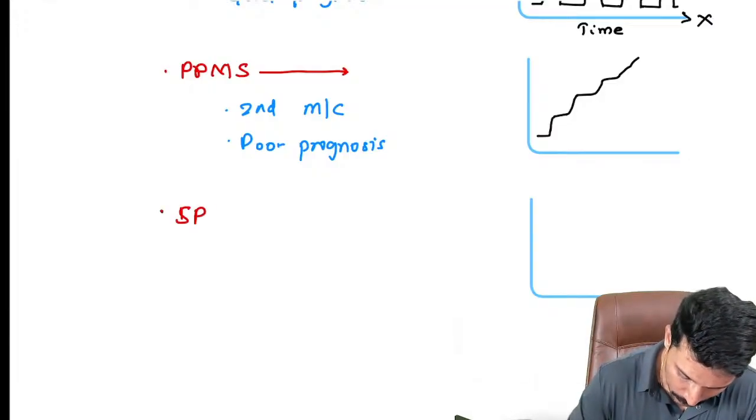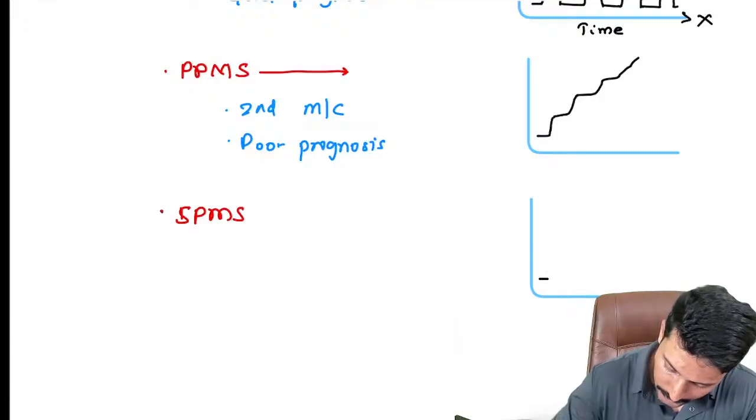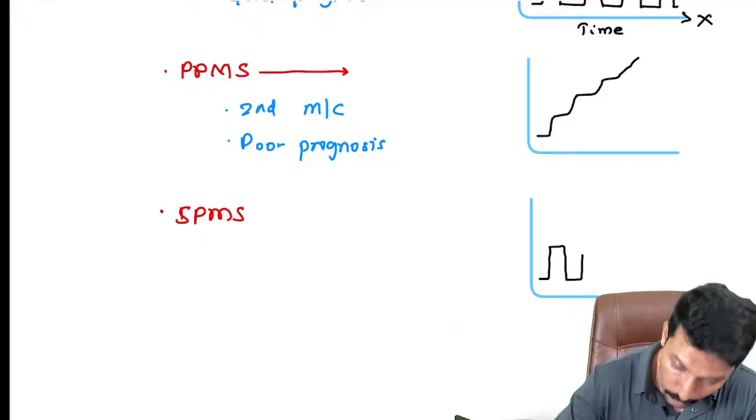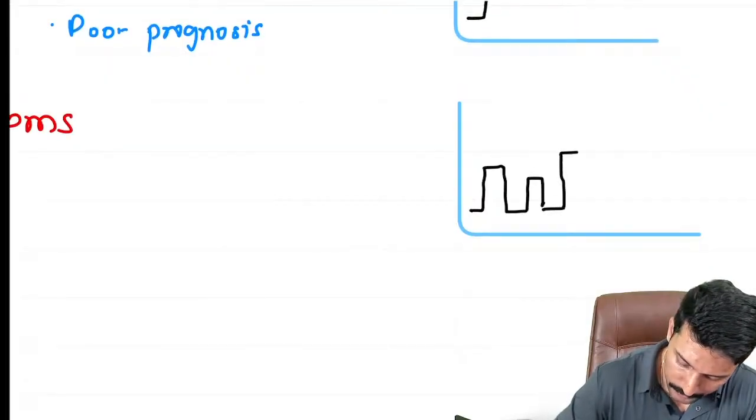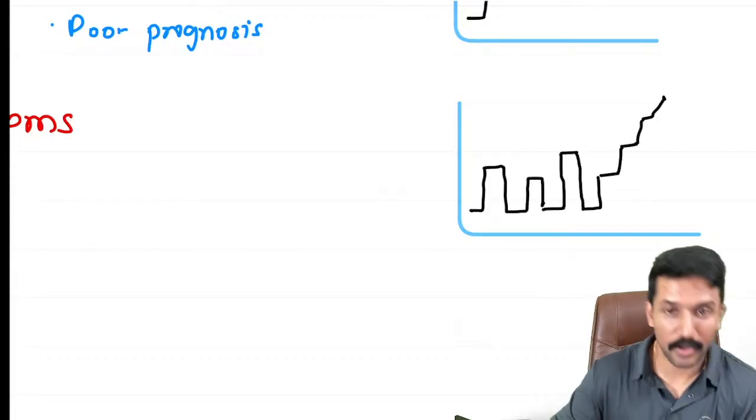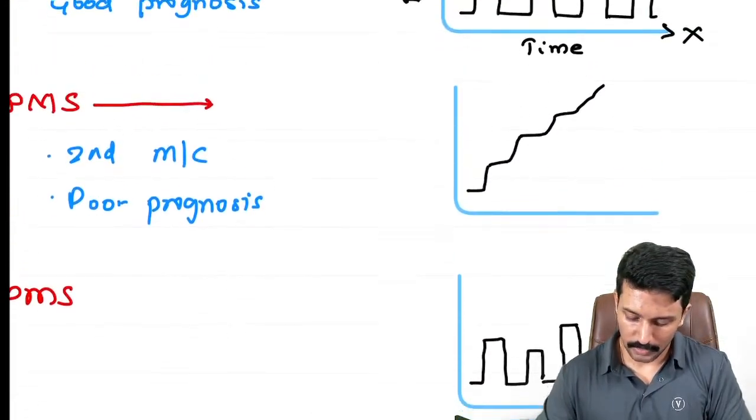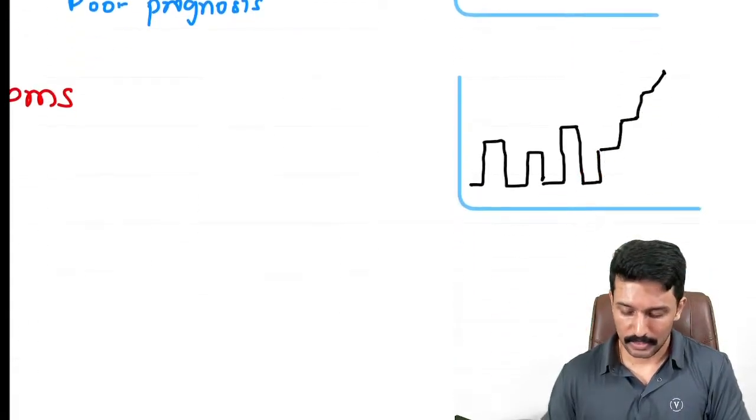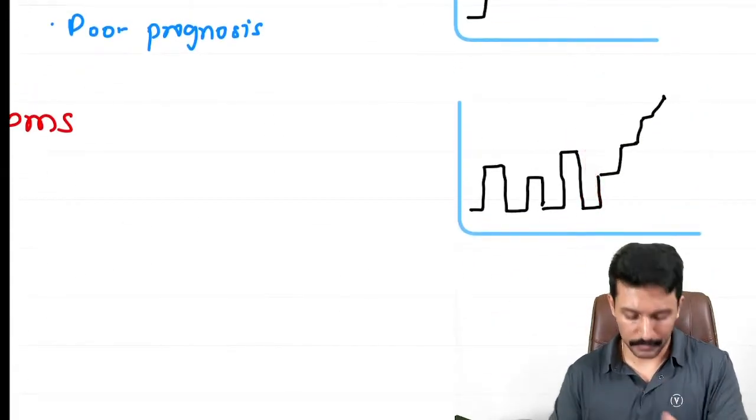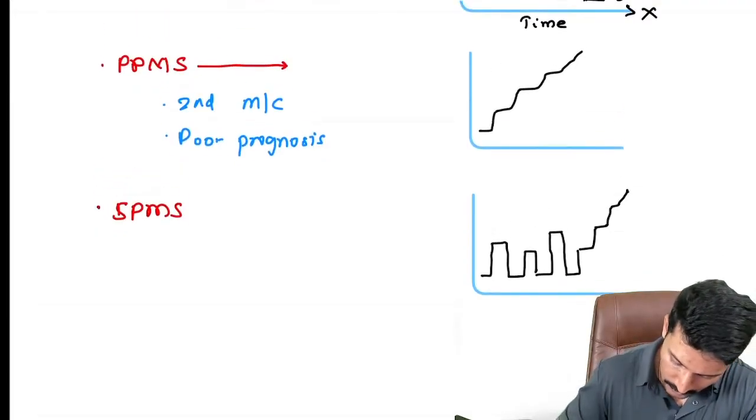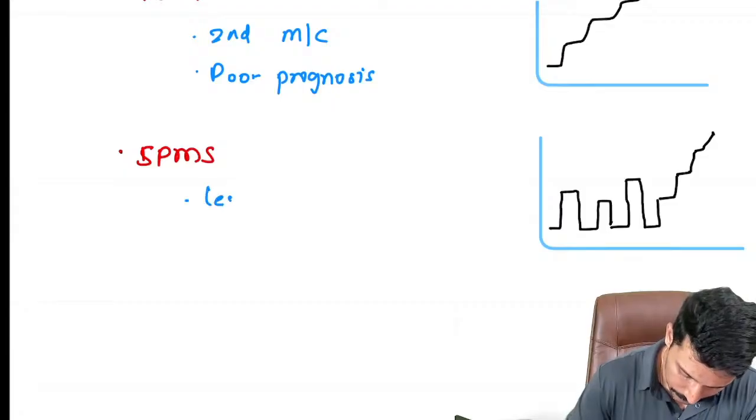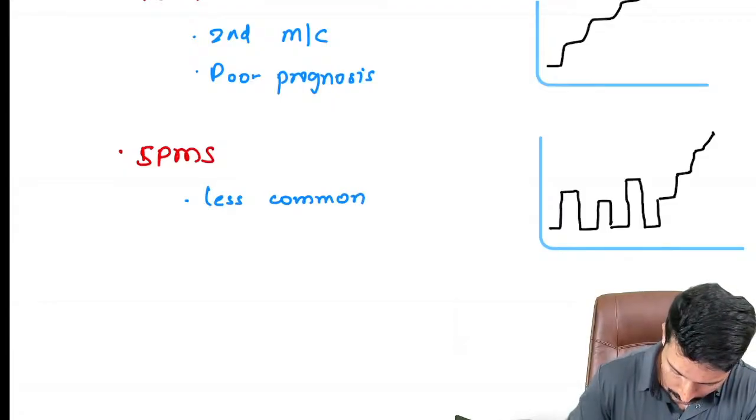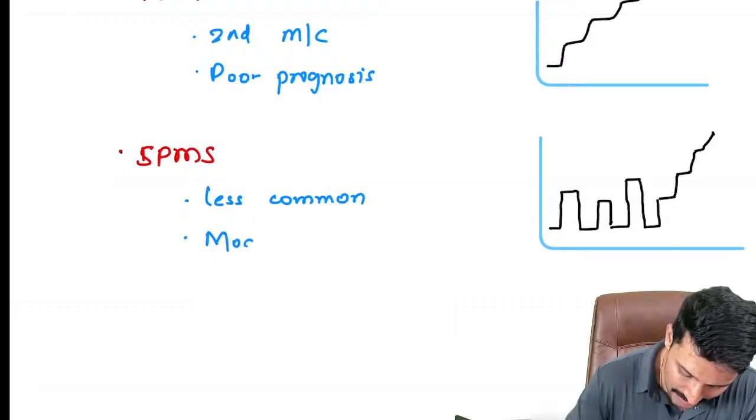We will call it secondary progressive multiple sclerosis, where initially every time demyelination happened they were making complete recovery, so the graph was returning to baseline. But as time progressed, the recovery stopped, and then the events of demyelination kept him more and more disabled. So it looks like a combination. The first half looks like relapsing and remitting. The second half looks like primary progressive. This graph is called secondary progressive. This is less common, and we would say this carries a modest prognosis.